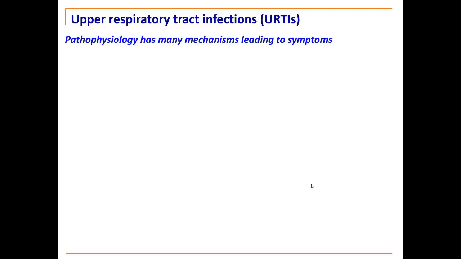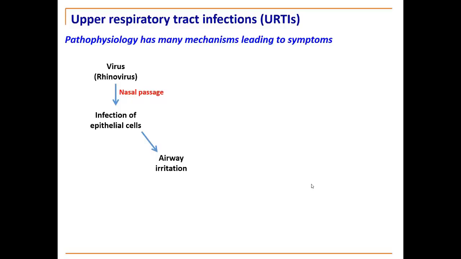So what's the pathophysiology of the upper respiratory tract infections? Well, it's got many mechanisms that lead to the many common symptoms. So you get an initial infection, for example, by rhinovirus. And like I said, there are over 100 different types of rhinovirus. They enter your nasal passage and infect your epithelial cells. And that starts to lead to airway irritations, which leads to your sore throat and your sneezing.